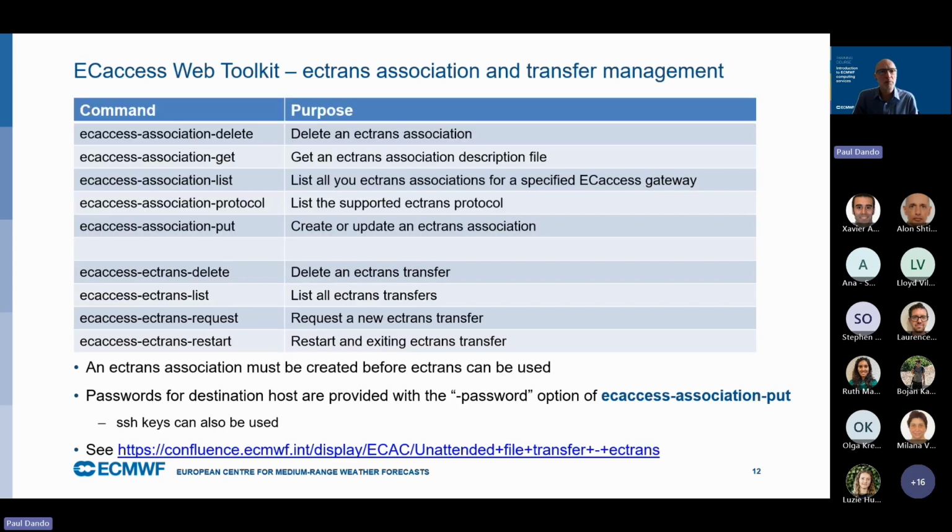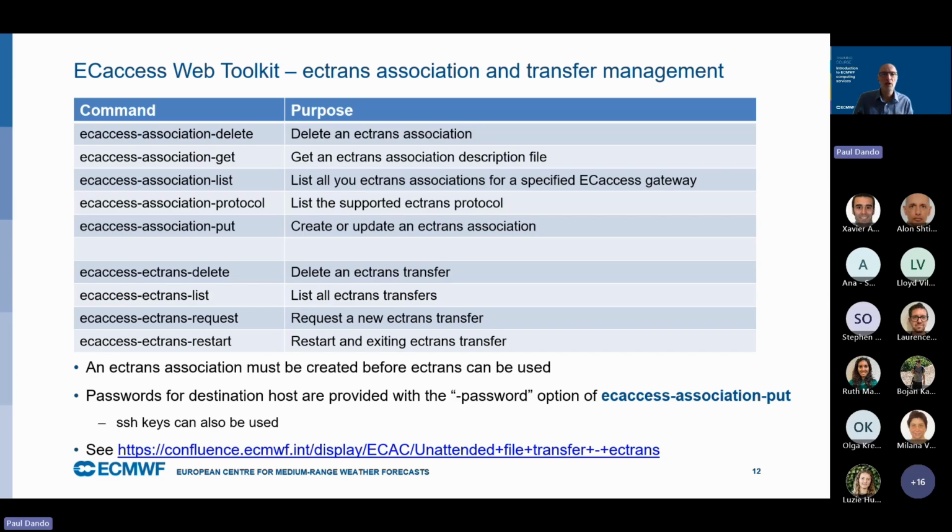So the part of the web toolkit that provides the files for the transfer management falls into really two parts. You have those for managing the association. So typically you would first use ecaccess-association-get to get a template for the association. This would return you a file which you can then fill in and use ecaccess-association-put to create your association for it to use with ECTrans. And then, of course, you can delete them, or you can get a list of the associations that you have created for a particular gateway.